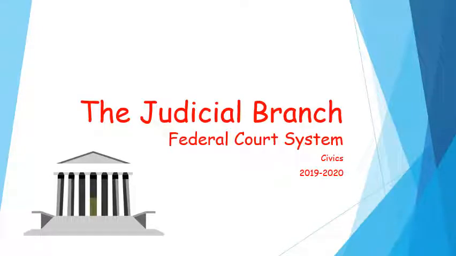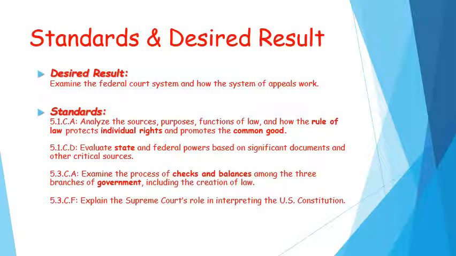Okay, so today we're going to continue our discussion of the judicial branch and we're going to talk about the federal court system. Our desired result is to examine the federal court system and how the system of appeals works. As we get into this, keep in mind that there is the federal court system, that is the national court system, and each state also has its own system of courts. There are generally two sets of laws. So we're going to be looking at the national federal court system in this unit.